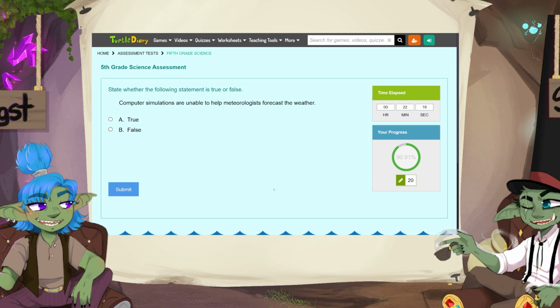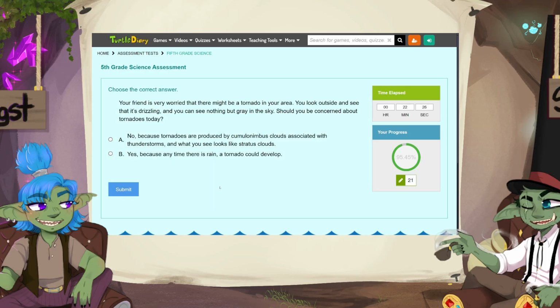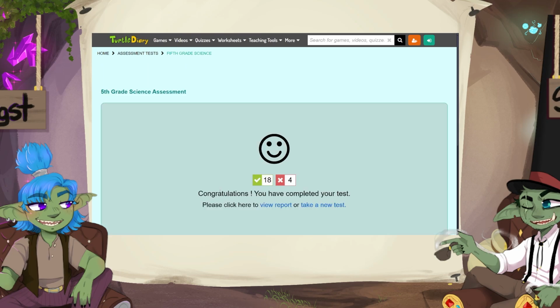Computer simulations are unable to help meteorologists forecast the weather. False. That's just false. I mean, it's true, but it's false. That stuff is always wrong. Your friend is very worried that there might be a tornado in your area. You look outside and see that it's drizzling. You can see nothing but gray in the sky. Should you be concerned about tornadoes today? Yes, because anytime there is rain, a tornado could develop. If it was just yes or no, I feel like it would be way harder. Giving the definitions really makes it easy.